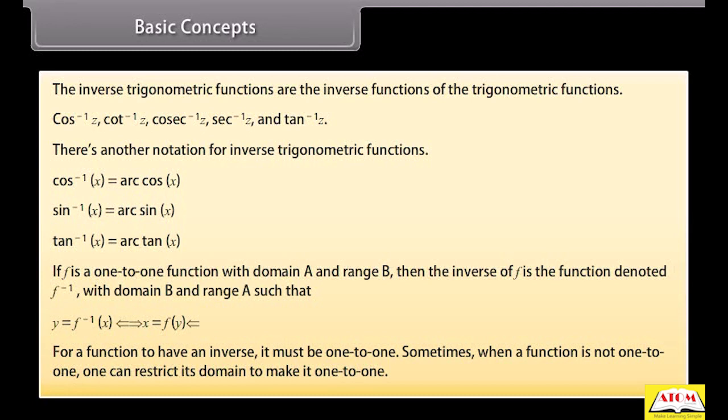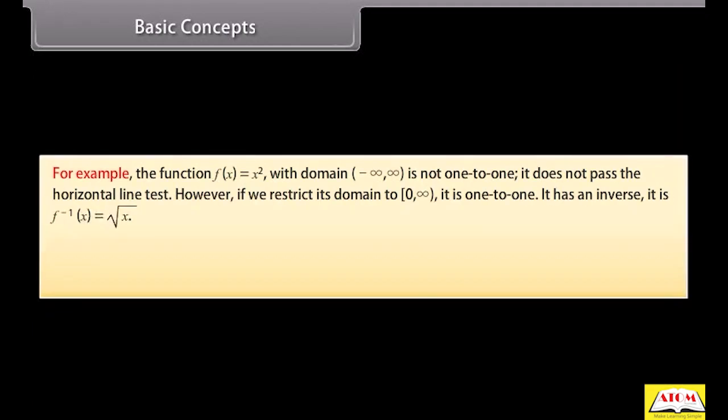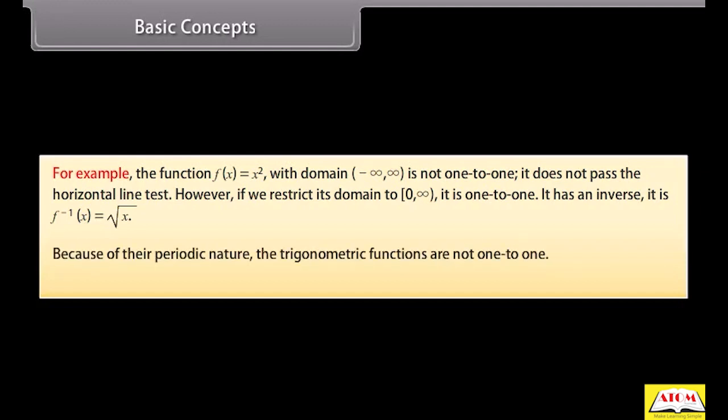Sometimes, when a function is not one-to-one, one can restrict its domain to make it one-to-one. For example, the function f(x) = x² with domain (-∞, ∞) is not one-to-one. It does not pass the horizontal line test. However, if we restrict its domain to [0, ∞), it is one-to-one. It has an inverse. It is f⁻¹(x) = √x. Because of their periodic nature, the trigonometric functions are not one-to-one.